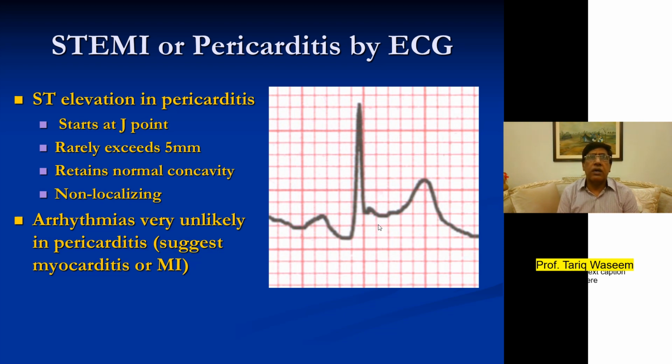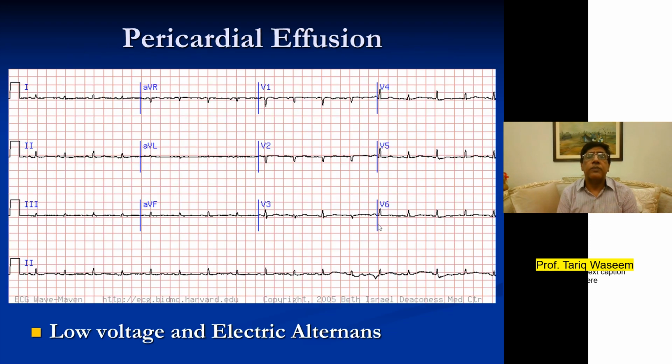Similarly, arrhythmias are not very commonly seen with pericarditis, because the causes are non-myocardial. Even myocardial infarction may have an element of pericardial involvement as a result of the adjacent pericardium being inflamed after infarction. But in that case, there may be some arrhythmias noted. Otherwise, arrhythmias are unusual in simple pericarditis, which is mostly due to viral or bacterial illnesses.